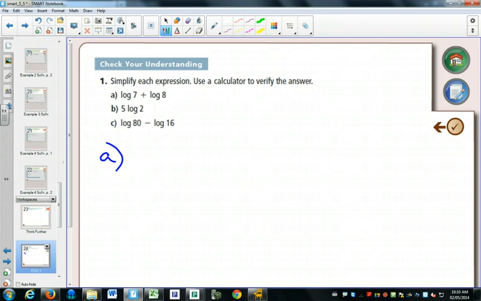So in the first expression, I have a log plus a log. Remember when the base is not written, we'd assume that there's a little 10 right inside there.